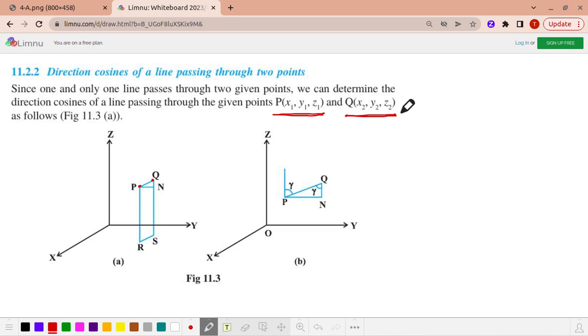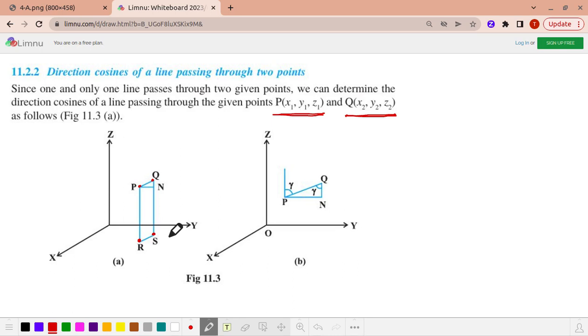For that we need to do some construction. The first construction is that, dear students, in the xy plane we draw two perpendiculars, one from point P and another from point Q. From point P we draw a perpendicular to the xy plane, and let R be the foot of the perpendicular. From point Q we draw a perpendicular to the xy plane, and let S be the foot of the perpendicular.